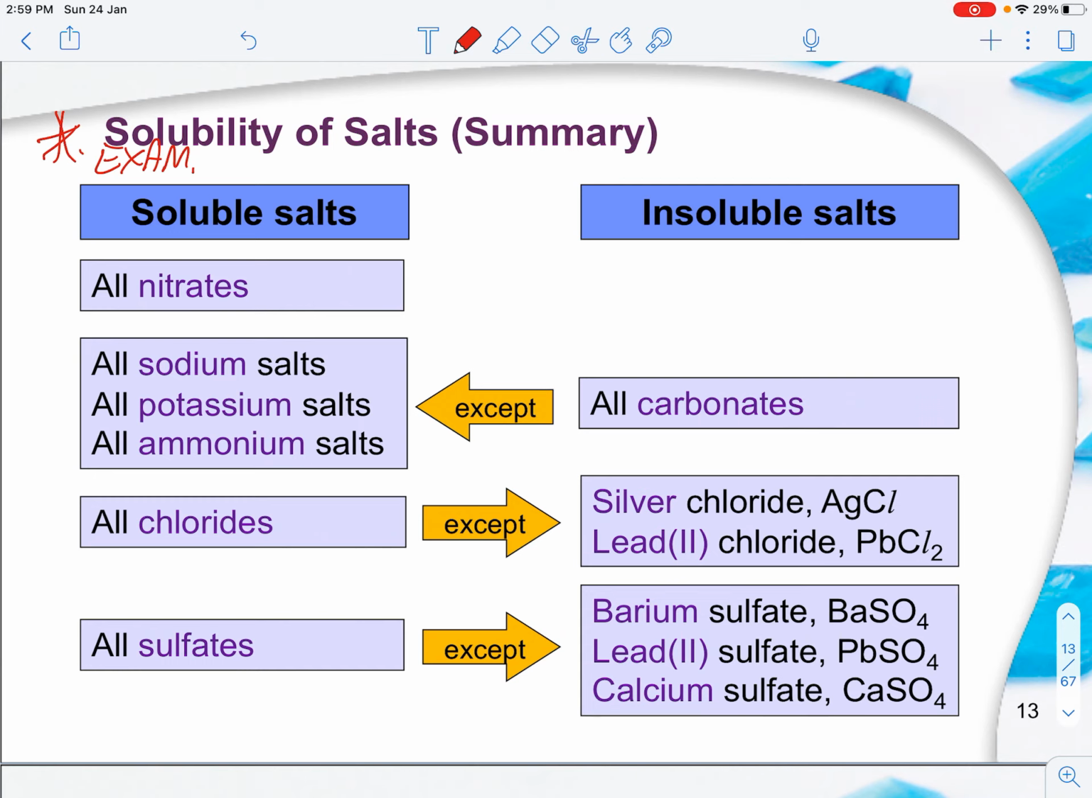So one simple way that you can remember is having a table like this, where all nitrates are soluble, and when we say sodium, potassium, ammonium, you can remember it as SPA. So all SPA salts are soluble. It means that as long as you see sodium, potassium, or ammonium in the chemical symbol, just take it that it is soluble. All chlorides are soluble, all sulfates are soluble. Okay, so these are some of the things to take note. So you can even remember things like NCS as soluble salts.